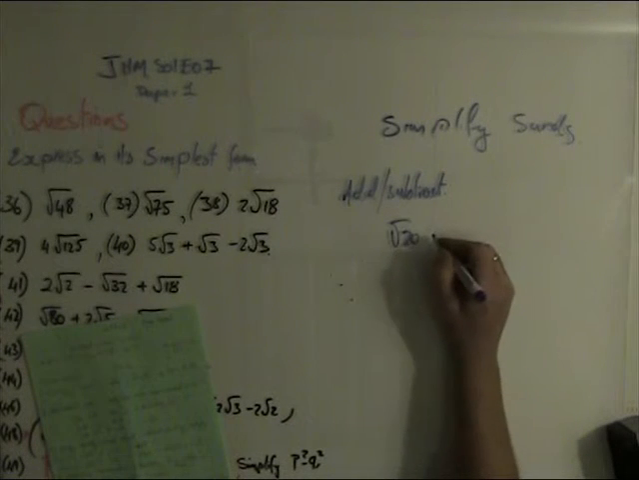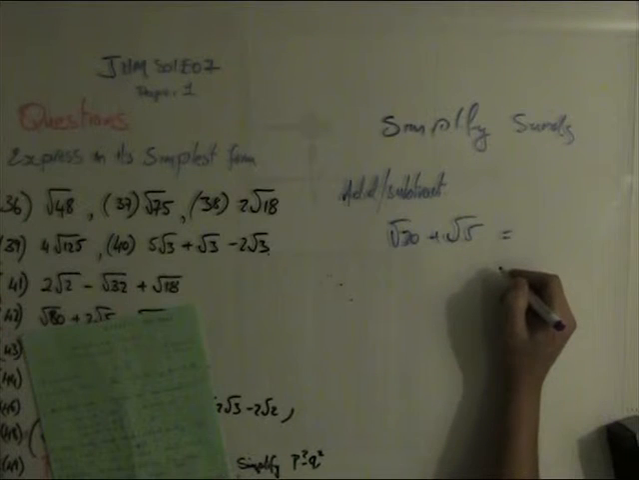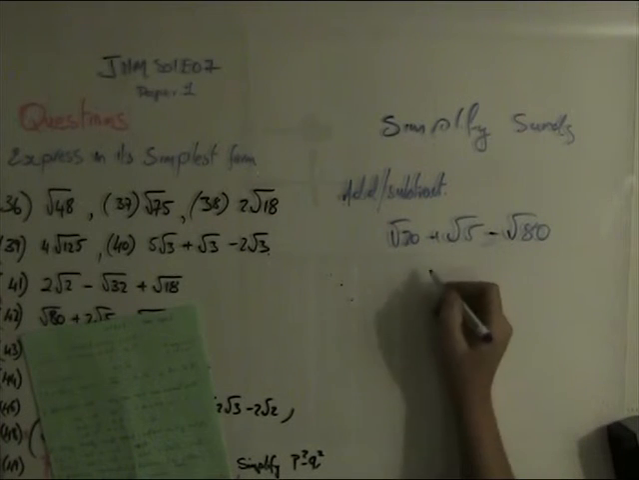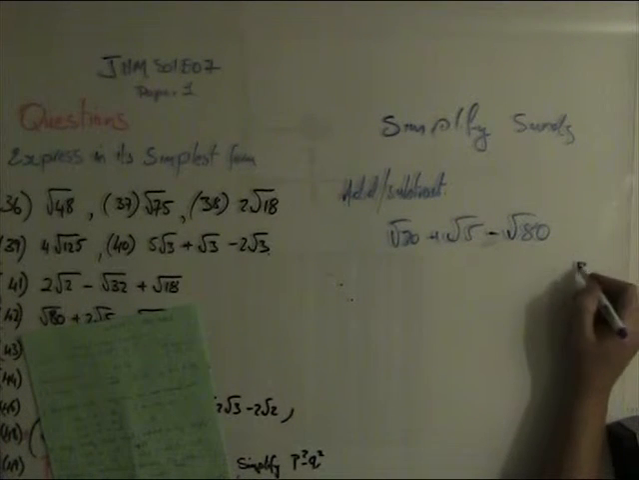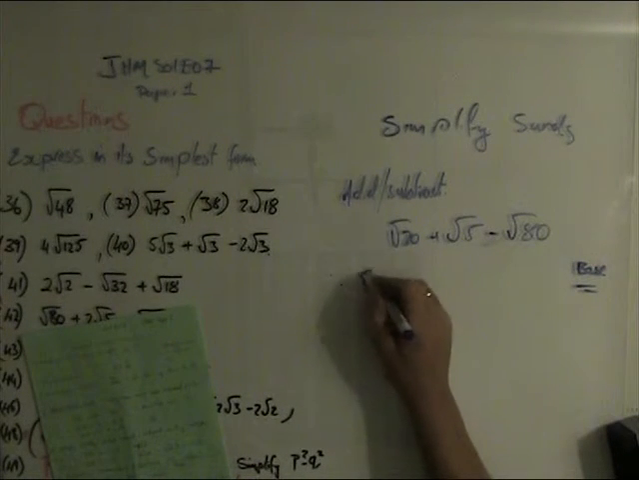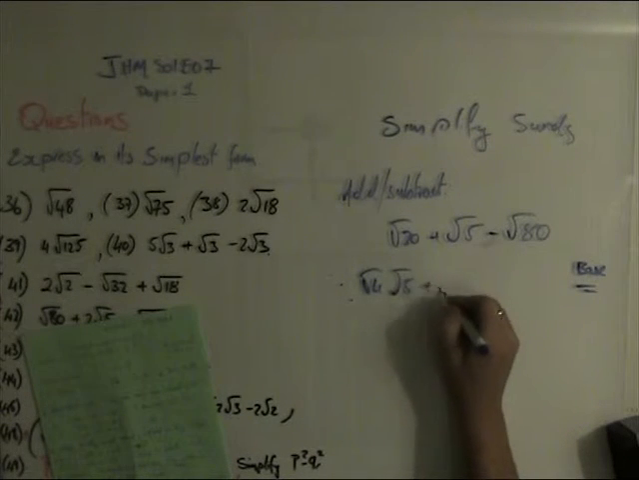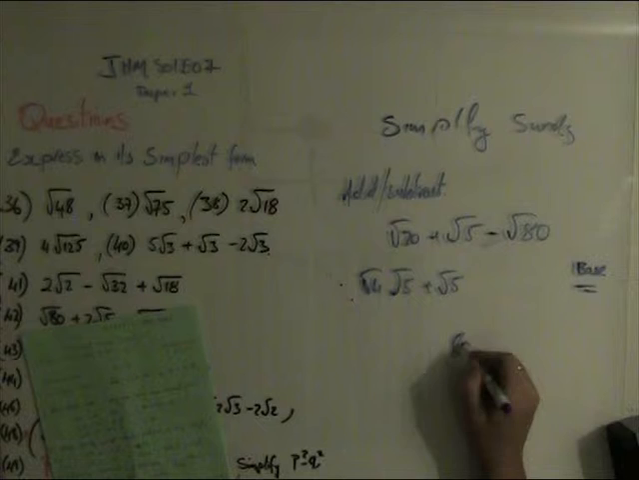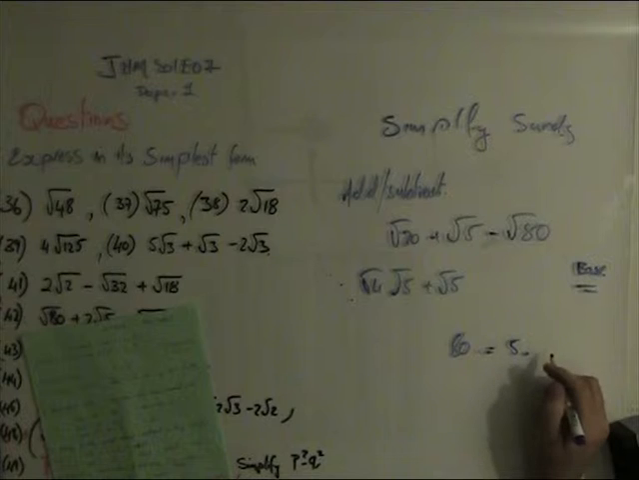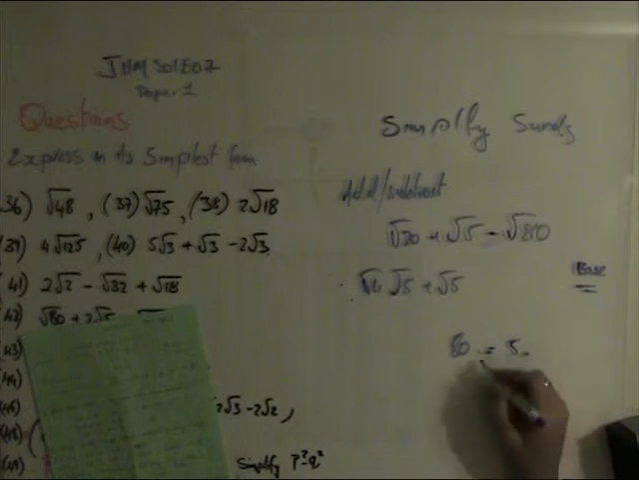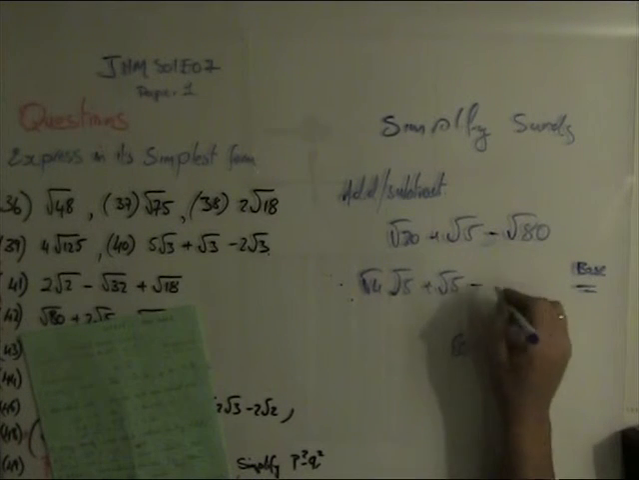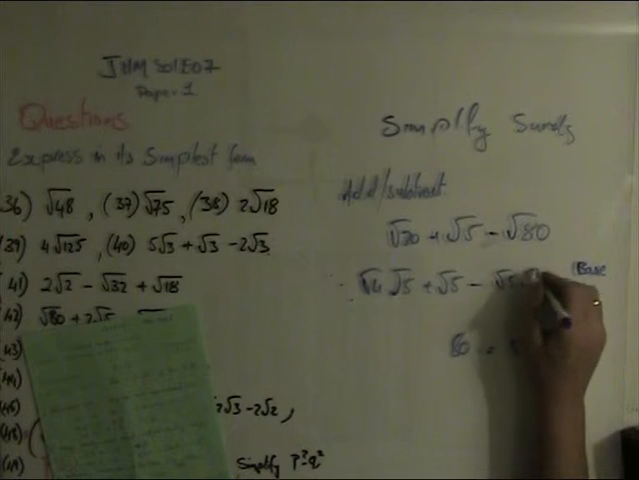Root 20 plus root 5 minus root 80. Now, I have to look at the lowest base here, so I'm getting the same base again. I'm looking at 5. I know what 20 is: 20 is root 4 times root 5, plus root 5. And what's 80? 80 must be something times 5, because we're looking at root 5 here. 5 times 16, 5 16s are 80. So that's minus root 5 times root 16.